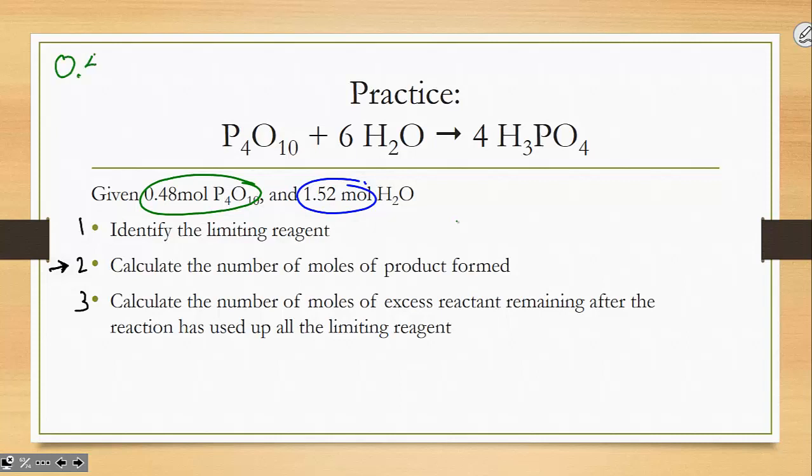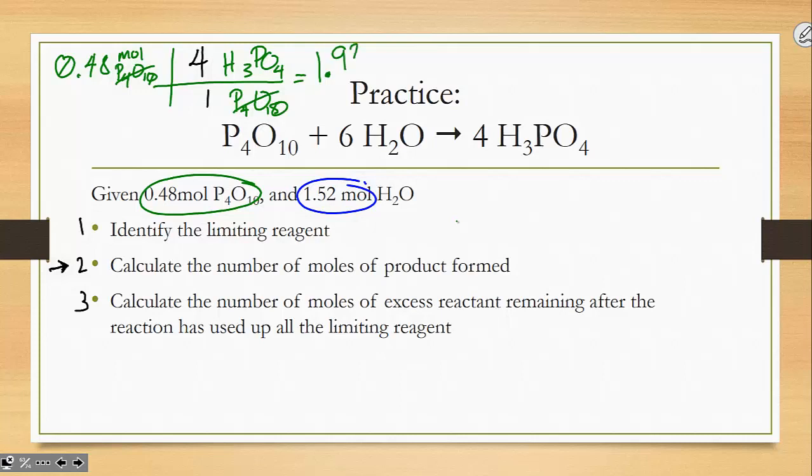With 0.48 moles of tetraphosphorus decaoxide, I need to figure out how much product I could form. In this case, my product is phosphoric acid. I use the balanced reaction's coefficients to convert from tetraphosphorus decaoxide to phosphoric acid. That will cancel out tetraphosphorus decaoxide and give me phosphoric acid. Based off the amount of tetraphosphorus decaoxide I have, I could make almost 2 moles of phosphoric acid. But that's not our answer.